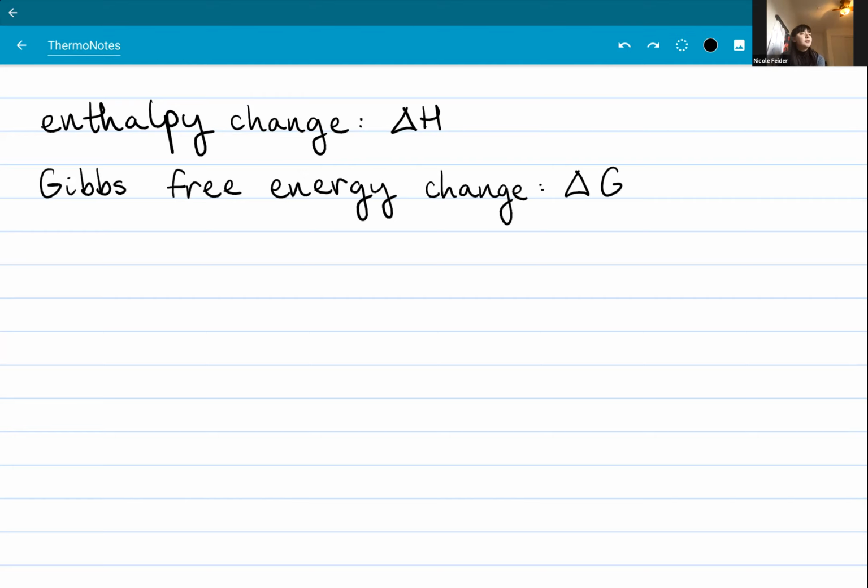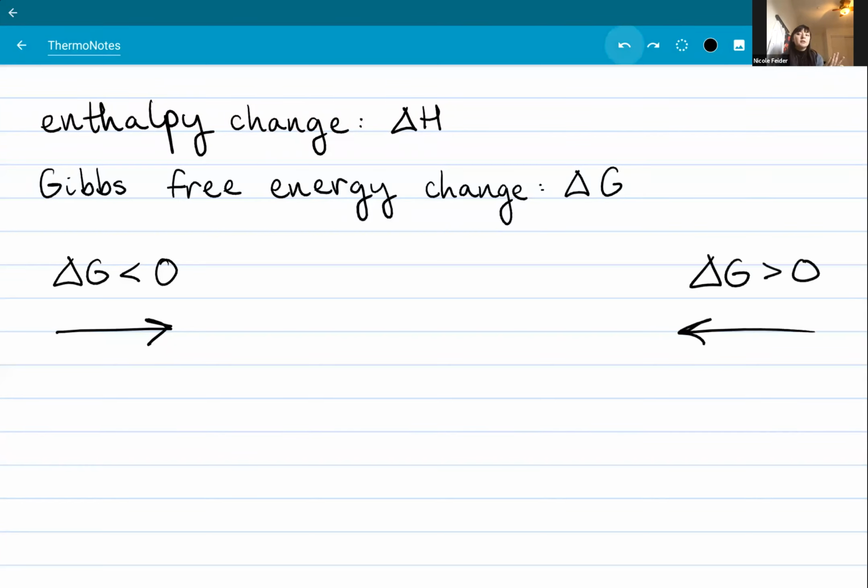You may remember learning about delta G in previous quarters, specifically regarding spontaneity. As a refresher, if delta G is negative, the forward reaction is spontaneous, as in it goes without the need for extra energy to be put in. Likewise, if delta G is positive, the reverse reaction is spontaneous.